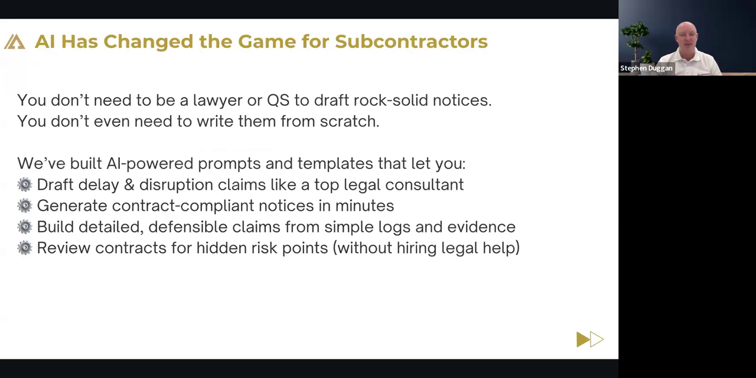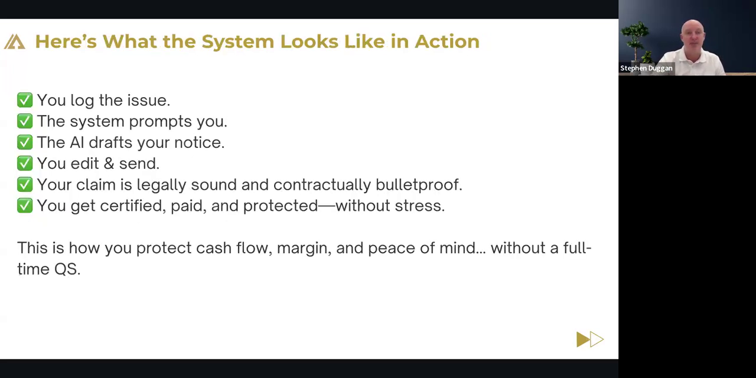We've built an AI-powered system and templates that let you draft delay and disruption claims like a top legal consultant, generate contract compliant notices in minutes, build detailed defensible claims from simple logs and evidence, and review contracts, most importantly, for hidden risk points. I did a delay and disruption claim using this exact system in less than 3 hours about 2 weeks ago. It was a 1.87 million euro claim, very complicated legal issue, something that would have taken me over 2 weeks to do prior. I genuinely, hand on heart, did in less than 3 hours. That's the power of using AI with this system.